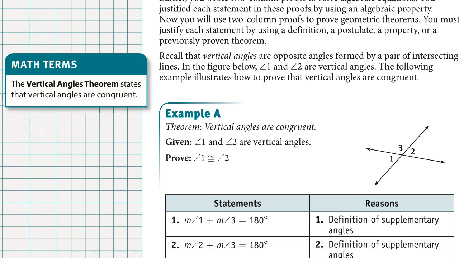Let's start with an example problem involving vertical angles. Vertical angles is a vocabulary word from earlier this year. Vertical angles are the opposite angles formed by intersecting lines. So if you take a look at this sketch here of these two lines, we have angle 1 and angle 2 in these opposite positions from each other. Those are vertical angles. We had an idea earlier in the year that vertical angles are congruent. Let's prove that that theorem is true.